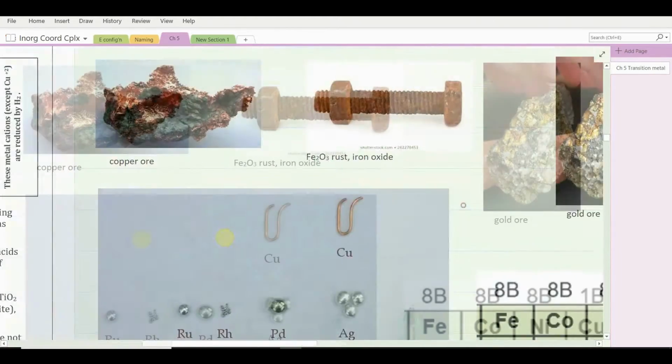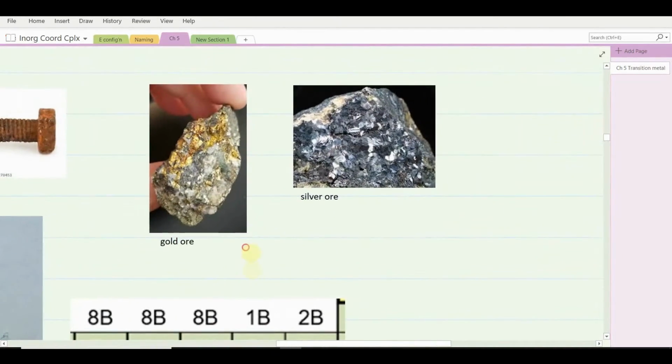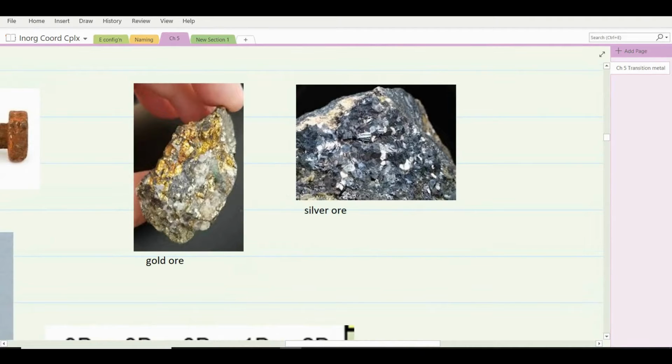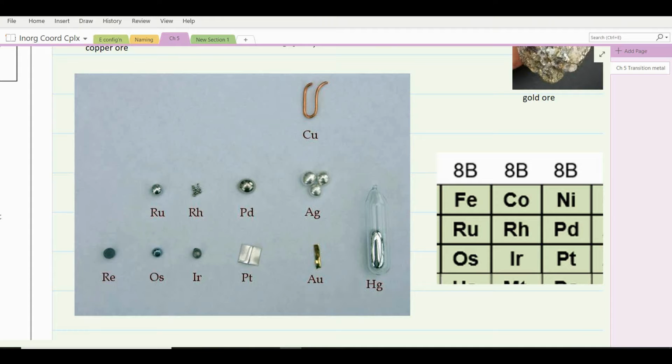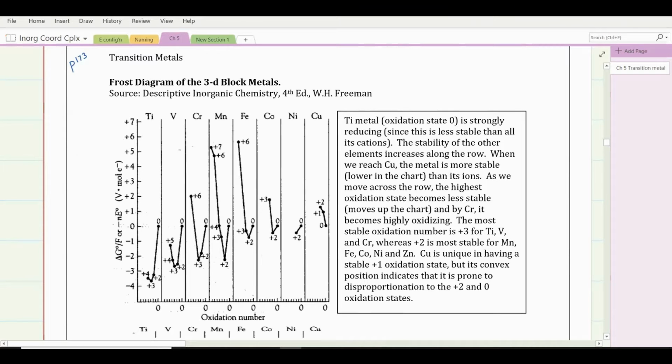Here is gold ore in its native state. It exists as the element, and likewise here's silver ore. They're noble metals. And here's a photograph of those 8 noble metals: ruthenium and osmium, rhodium and iridium, palladium and platinum, silver and gold, and copper. Please take a look at page 173.